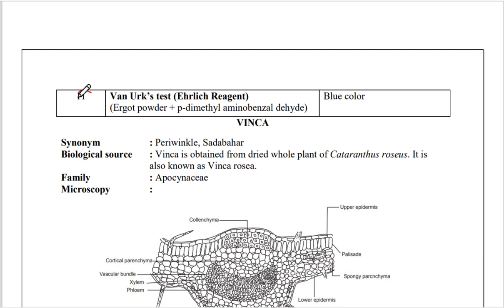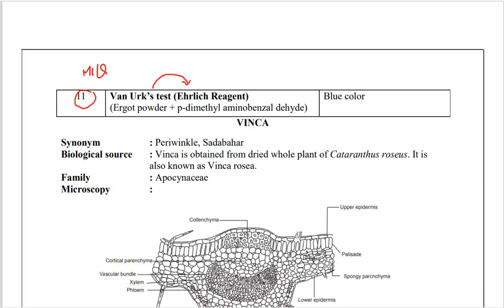Yes, this test is also asked, the Van Urk's test, also the Eldridge test, in which you take the ergot powder and para-dimethylaminobenzaldehyde, which gives blue color. This is also asked in MCQs. Giving blue color indicates which test? It is Van Urk's test, or you can be asked by an alternative name.